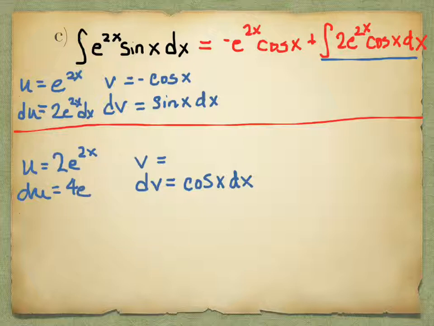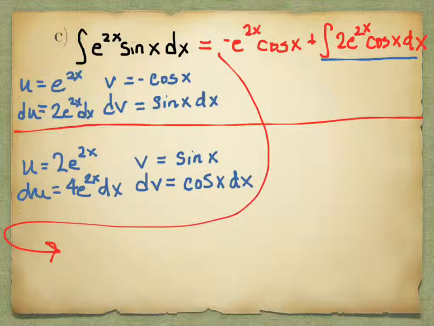4e to the 2x dx. And what is the antiderivative then of cosine of x? Sine, with a positive in front of it, right? With sine x. Alrighty then. So we're going to come down here. I have the negative e to the 2x cosine x. And I've got plus.